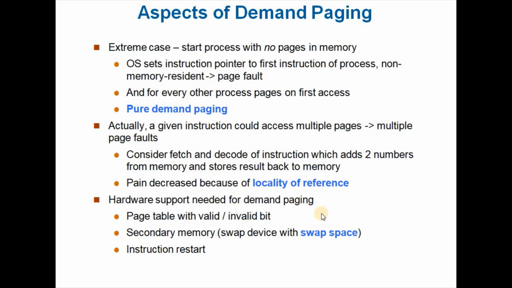Hardware support needed for demand paging: page table with valid or invalid bit, secondary memory, swap device with swap space, and instruction restart. These are the basic things to do for demand paging.